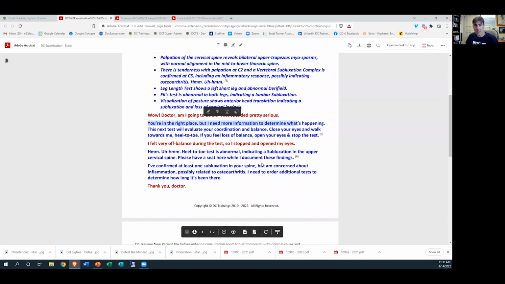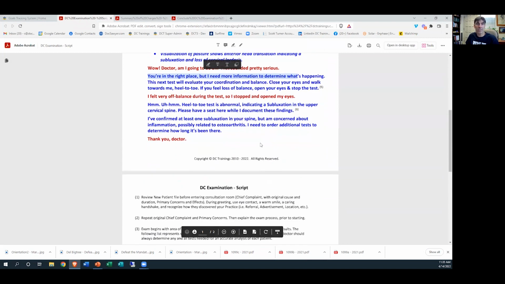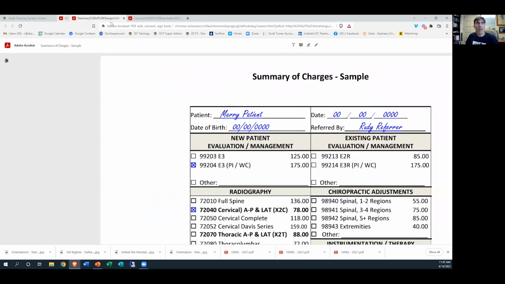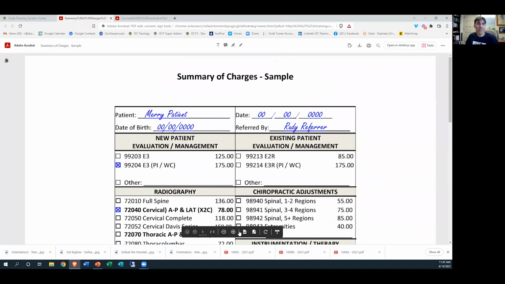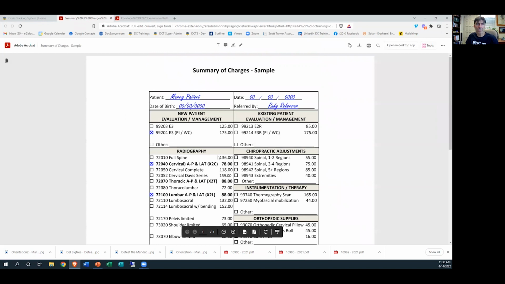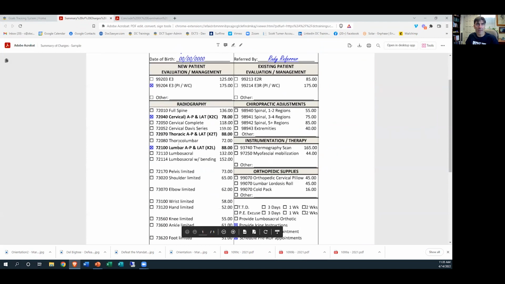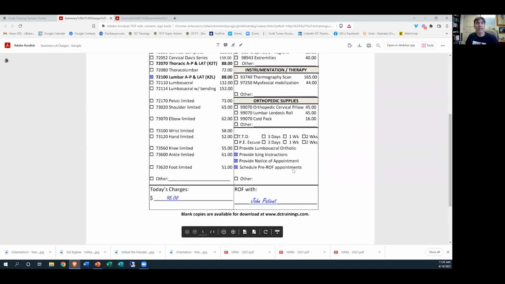I've confirmed at least one subluxation. I need to order additional tests, and then you move into those tests, okay? I want to show you this here. This is where I was talking about the summary of charges, and this is what you're marking down as far as the services that you did. This part here is important.